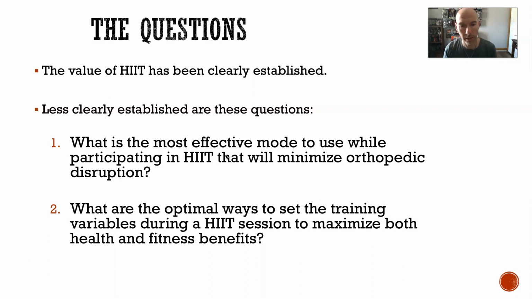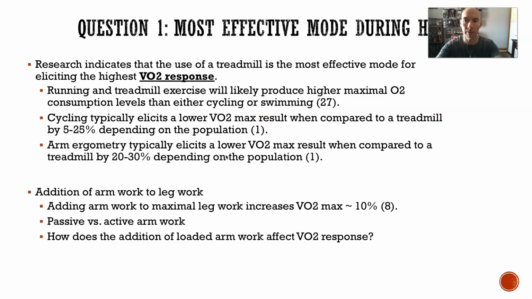Second question is, there's a lot of different ways that we could structure the variables of intensity, duration, rest period length. And I wanted to learn, is there an optimal way to set these variables during a HIIT session to maximize our benefits? So we're going to address that question second. So let's dive into question one. What is the most effective mode to use when doing HIIT training?